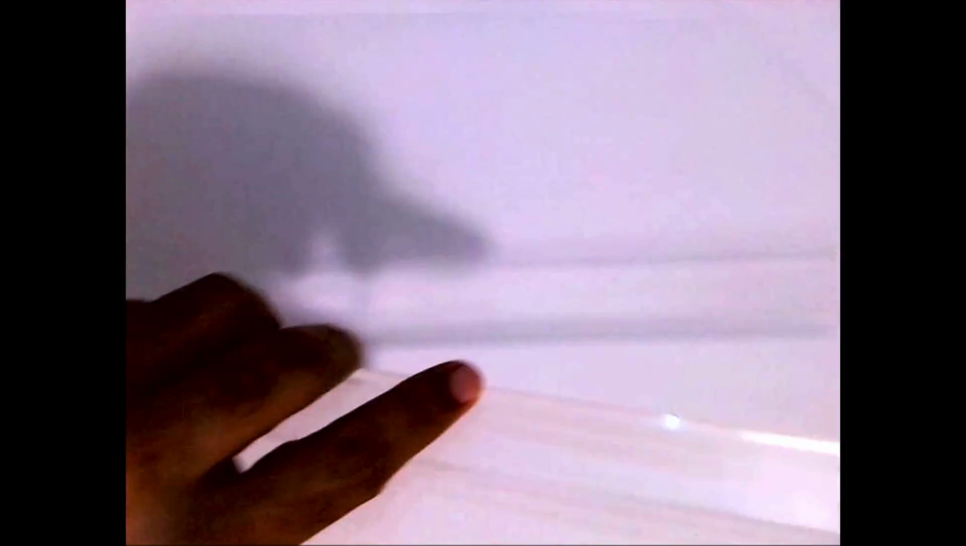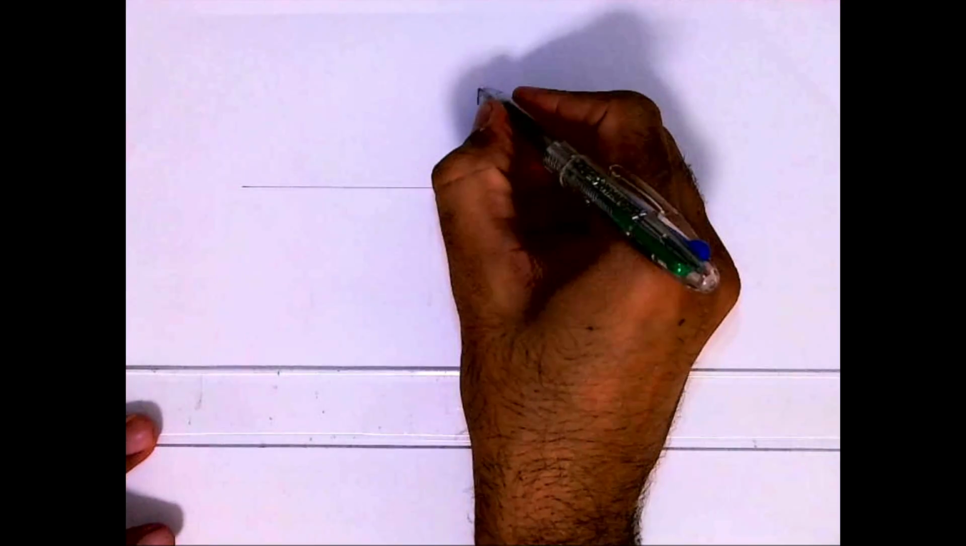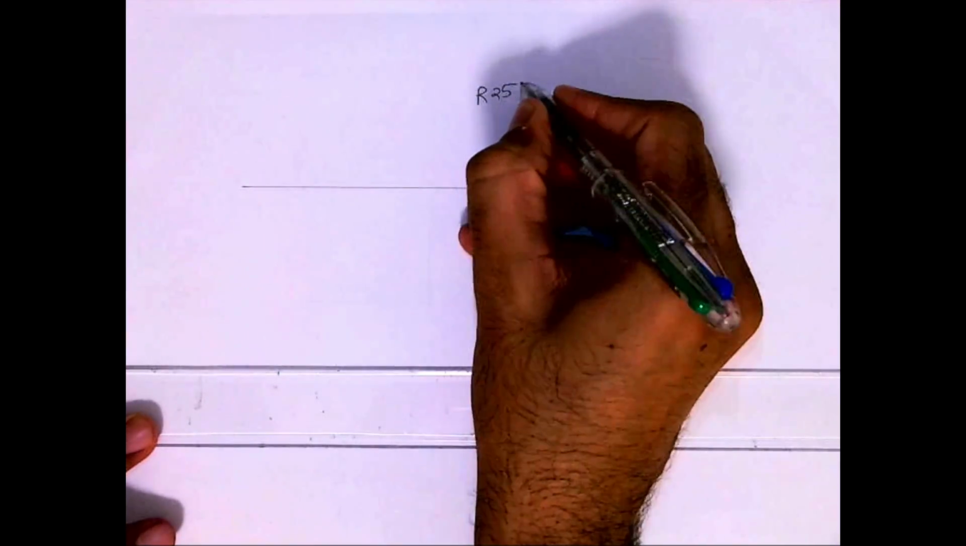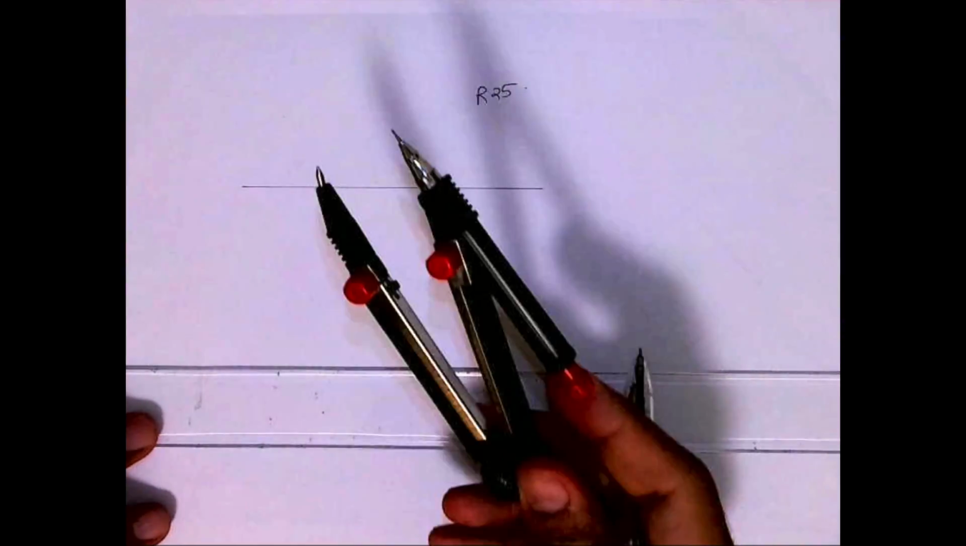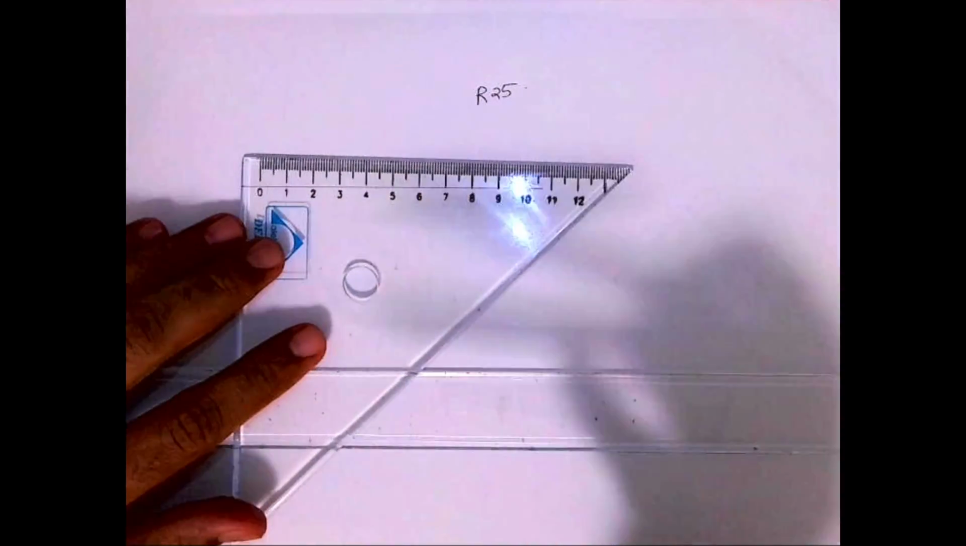Welcome to Technical Drawing. Today I will teach you how to take dimensions. A lot of you have asked me how you take dimensions. Let's say I want to draw radius 25. So normally what we do, we take the rounder, we take the scale, and we mark 25.